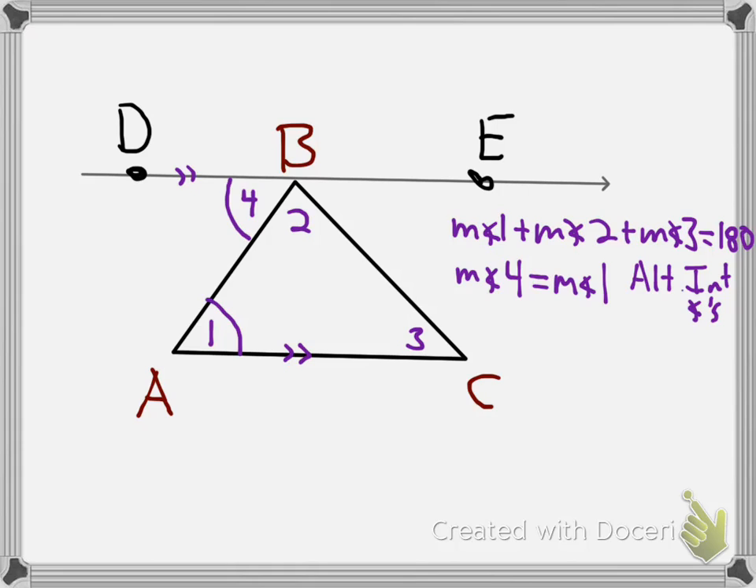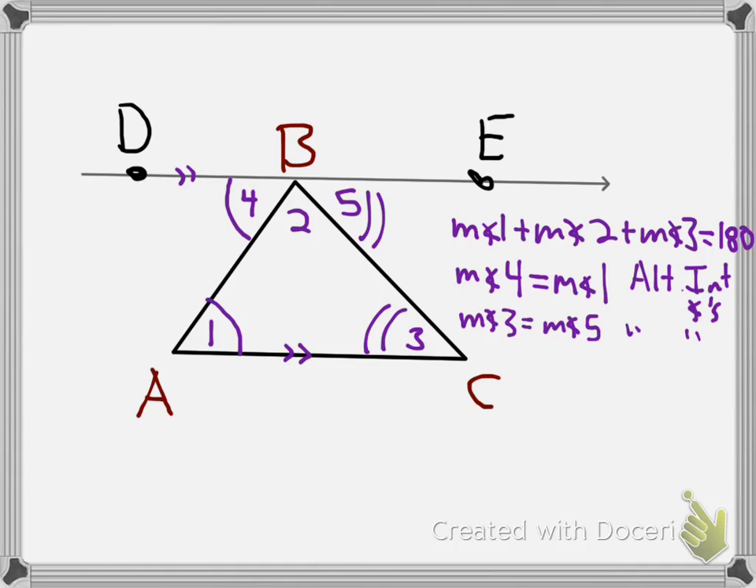Okay, well, let's see. Well, that worked for 4. Well, we'll call this one 5. 3 and 5 are the same thing. Angle 3 is equal to angle 5. And the same reason, alternate interior angles.